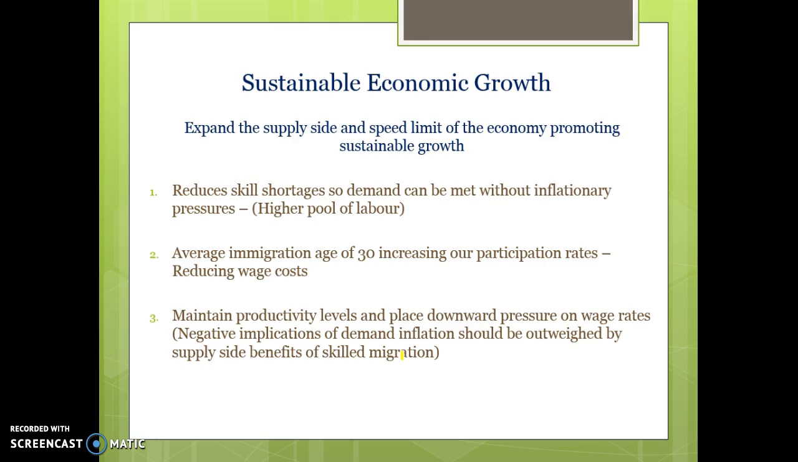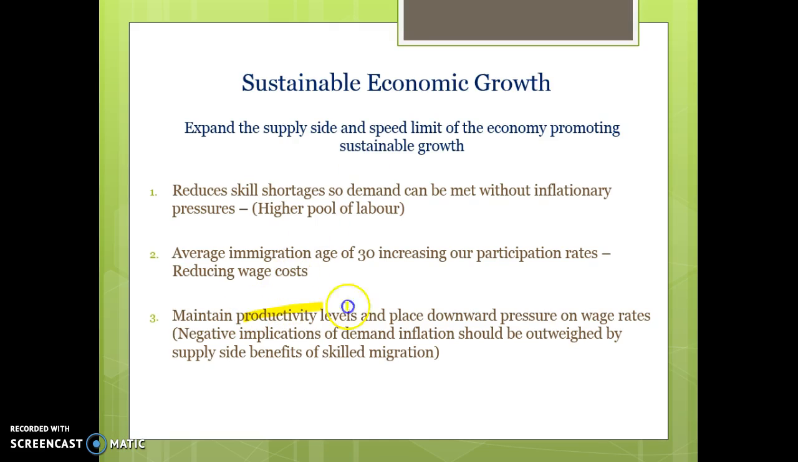In terms of strong and sustainable growth, a lot of the links are the same. It's basically trying to expand the supply side of our economy and speed up our long-term sustainable growth going forward. So it does that by reducing skill shortages in the economy, so that demand can be met without inflationary pressures, by increasing the size of the pool of labour. The average immigration age is around 30, so immigration helps to boost participation rates, and you can make links to reducing wage costs, helping to increase productivity, and increasing our international competitiveness. Whenever we're more internationally competitive, that creates jobs as well.